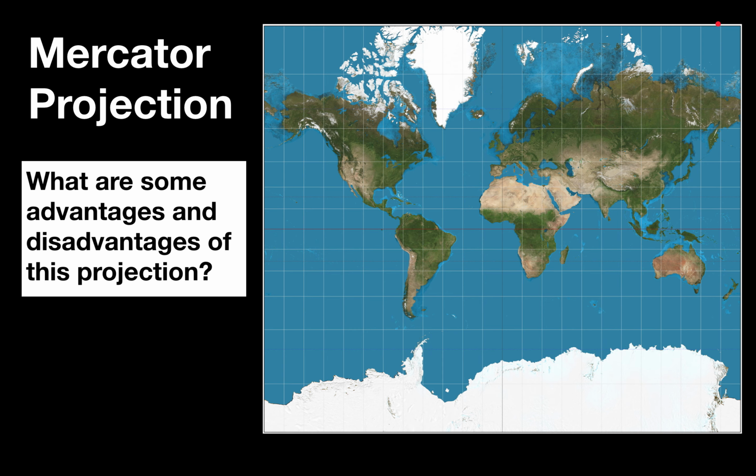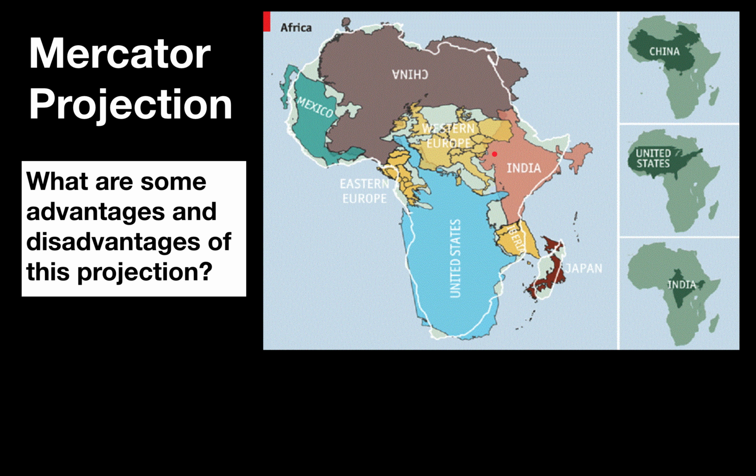It's very good for sailing, right? This was especially useful in the age of exploration, 500, 400 years ago. When people were exploring the Earth, you can kind of draw a straight line, and that's fairly accurate. Straight line, basically, on this map of where you need to go. So it's good for navigation, right?